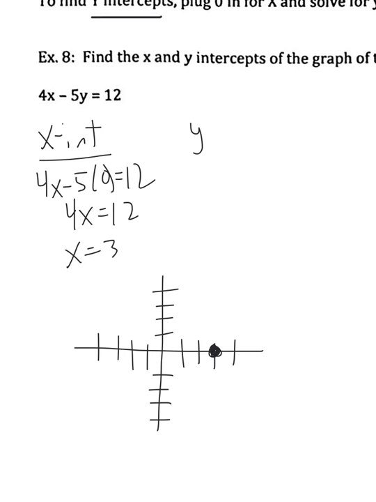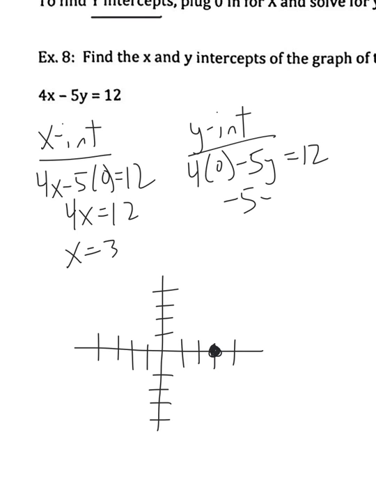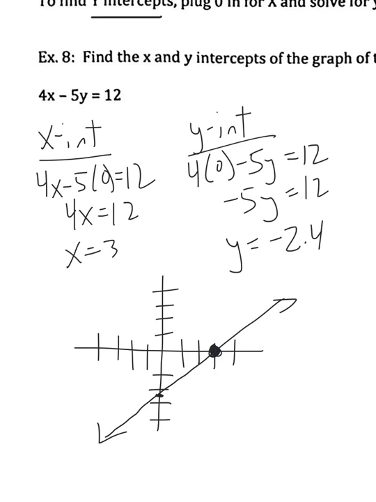Now, if I want to find the y-intercept, plug 0 in for x. So negative 5y equals 12. Divide by negative 5. So y equals negative 2.4. So on the y-axis, we could put a point at negative 2.4, just an estimation. And we could draw our line. So we didn't actually have to find slope at all. So just another way to use solving equations to graph a line. Plug 0 in for the opposite letter and find the intercept.